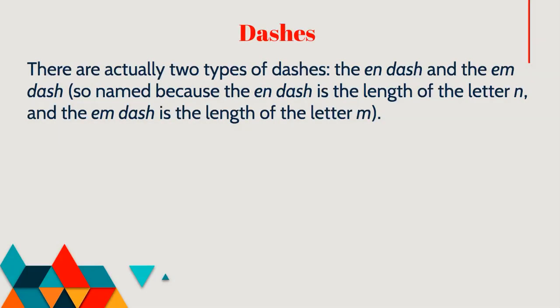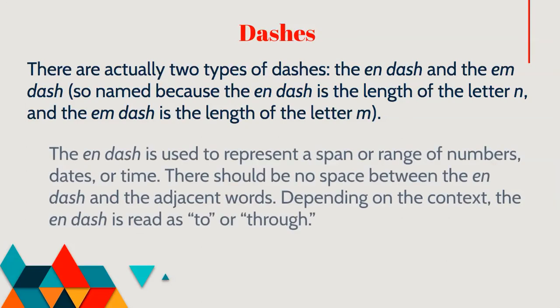Dashes. Okay, this is another place where people get really confused. There are two types of dashes. One is called the N dash, and the other one is called the M dash. And they're so named because the N dash is the length of the letter N, in word processing, and the M dash is the length of the letter M. And they, again, serve very different functions.